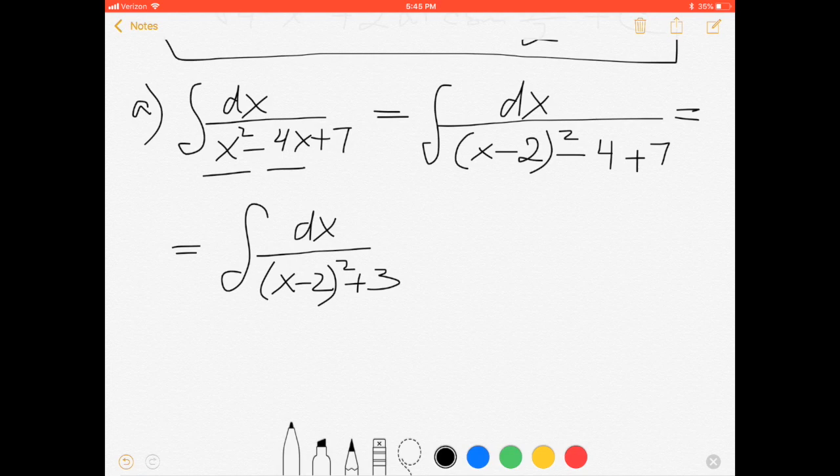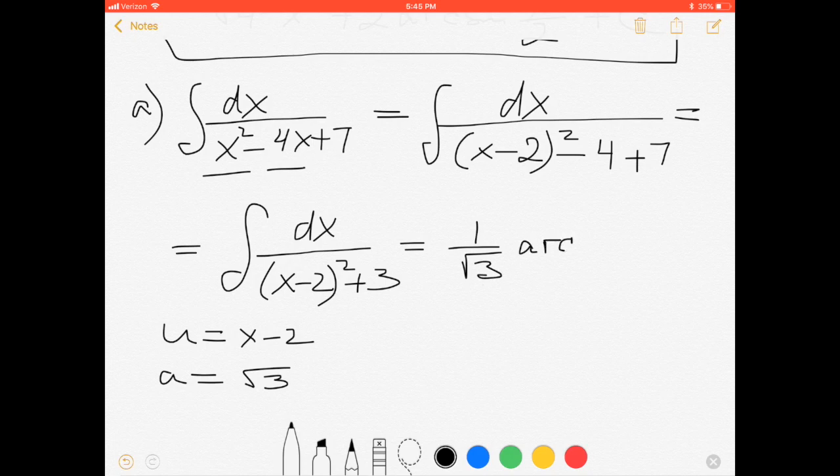Great, we have exactly a table integral, because in this situation our function u is x minus 2 and our a is square root of 3. Because dx and du are equal, this means we don't have a problem here, and we write 1 over a. And because our denominator is the sum u squared plus a squared, this means exactly arctangent, and we have 1 over square root of 3 arctan x minus 2 over square root of 3 plus c.